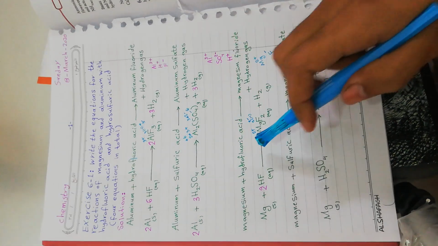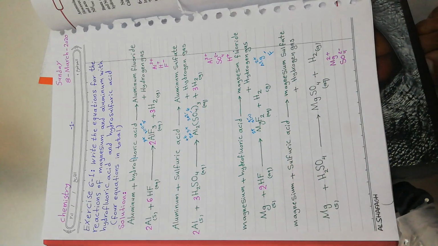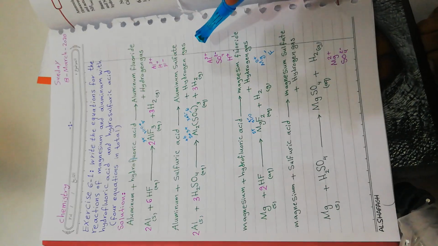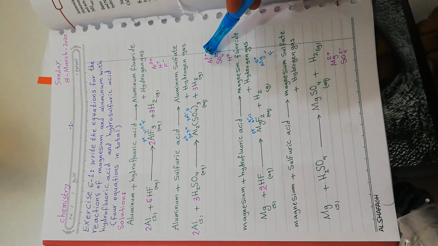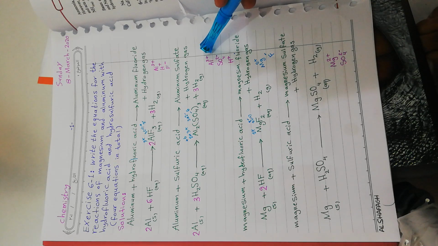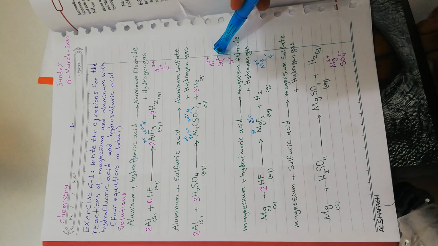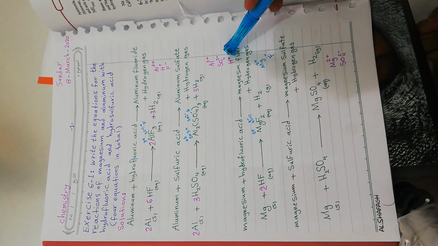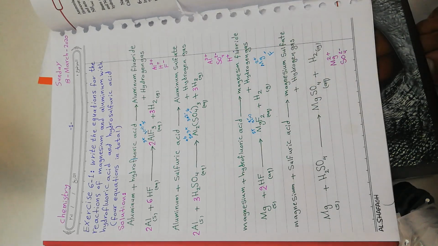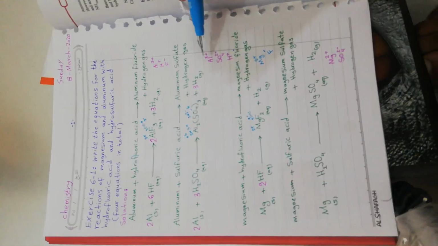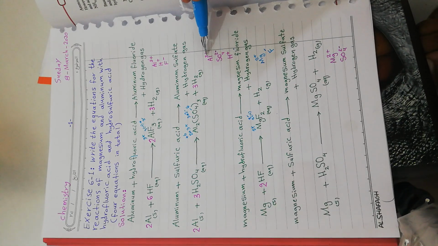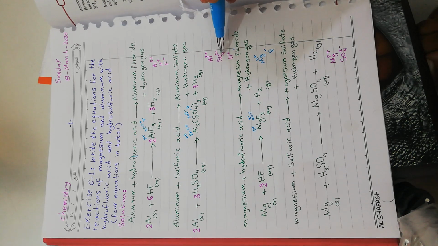Here is Al. Here is sulfate ion. As we know, the oxidation state of Al is 3 positive, and the oxidation state of SO4 is 2 minus. And hydrogen is +1. So what is the common number between 3 and 2? When I multiply 3 by 2 it equals 6. So I will make the aluminum 6 and the sulfate 6.